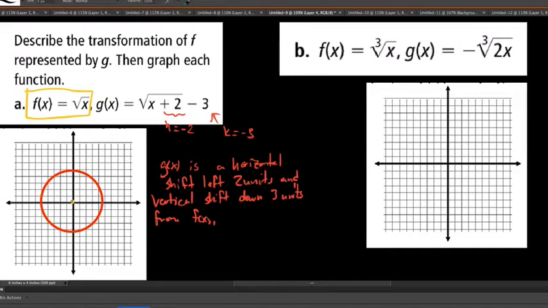which starts at 0, 0, and goes through 1, 1, and is also good to know goes through 4, 2 here. It's kind of a good benchmark. We say it looks like this here, and 9, 3, but here's our parent function. This function here is essentially just going to go left 2 down 3. So if we were to pick this 0, 0 point up and go left 2 down 3, then we would have to be at the point -2, -3.